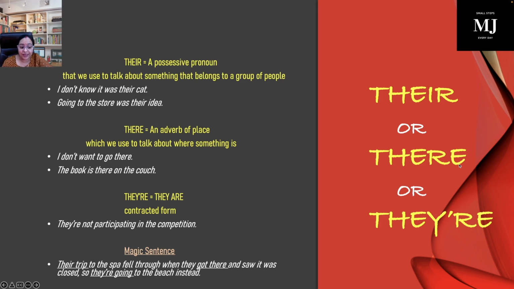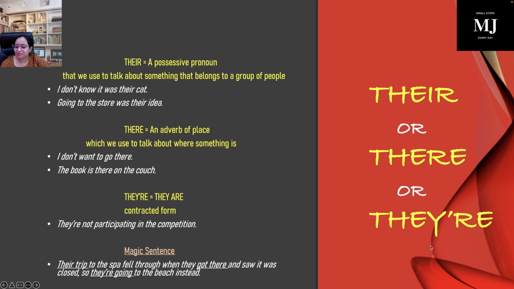Let's take the other one, there. Now, do you remember here and there? So this one is actually an adverb of place. From now on, you'll understand that ERE is actually an adverb of place, which we use to talk about where something is. Where is that church? There. Where is that book? There on the couch. So let's use this in a sentence. I don't want to go there. The book is there on the couch. So you are telling the place of something. I hope that is clear now.